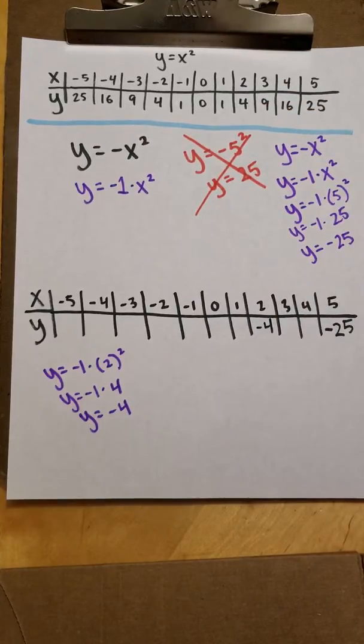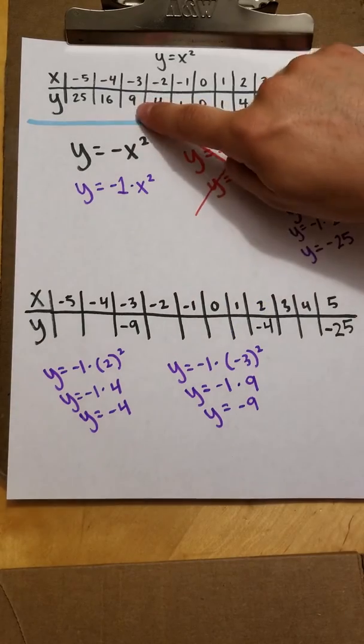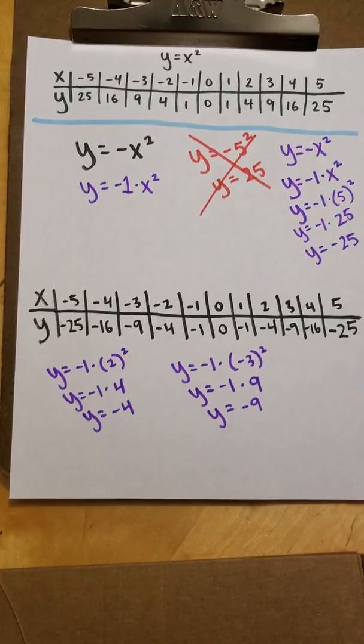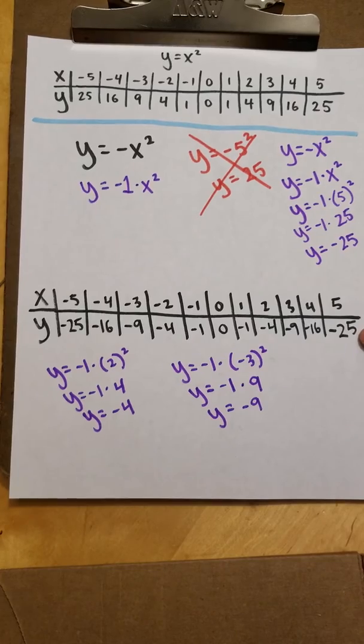Let's plug in a negative number. If we plug in negative 3, we get y equals negative 1 times negative 3 squared. Negative 3 squared is positive 9, and negative 1 times 9 is negative 9. We could try all the numbers, but our pattern does, in fact, hold up. So y equals negative x squared has all of the same outputs, except instead of positive, they are negative.